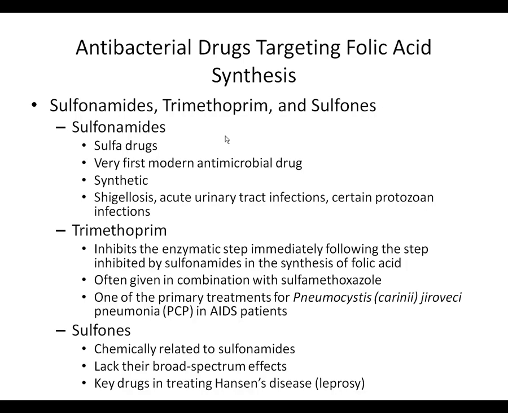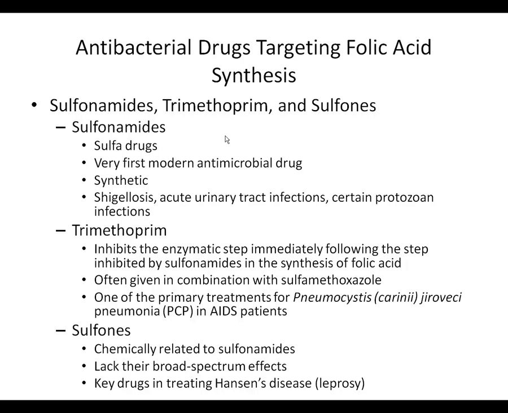It's used for shigellosis or acute urinary tract infections, particularly those that are caused by enteric bacteria. It also is very effective against certain protozoal infections, so it does kind of jump the fence from bacterial to protozoal. Trimethoprim is going to inhibit the final step of folic acid synthesis. So it inhibits any of the folic acid synthesis that gets past the sulfonamides. It's going to stop it at the very last step.